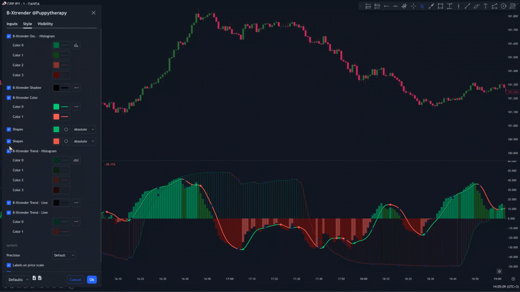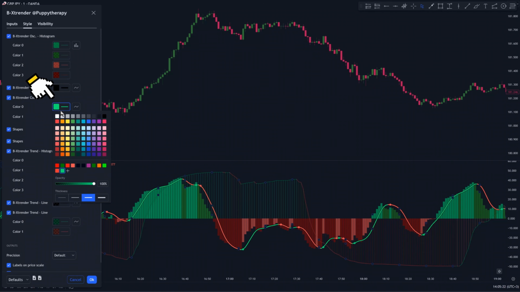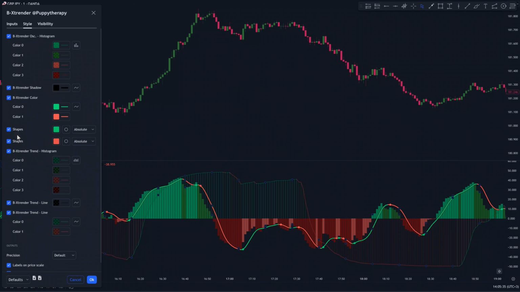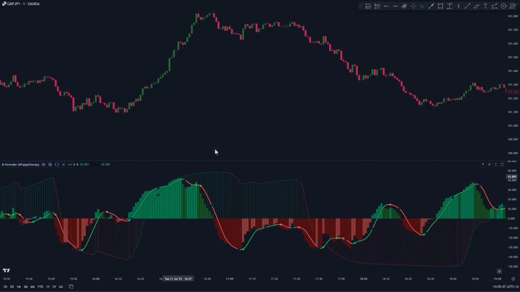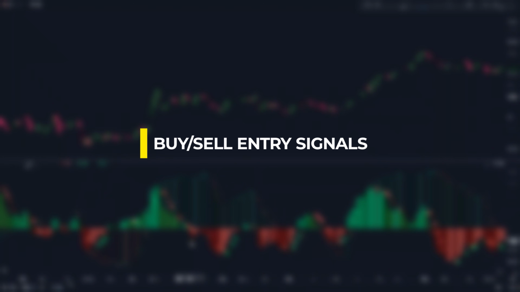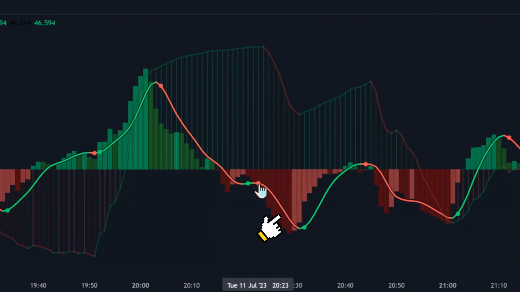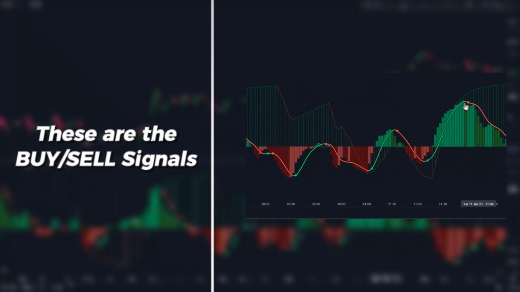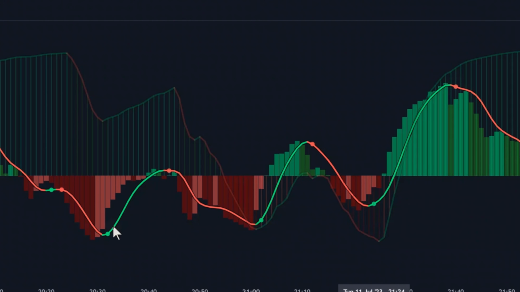As you can see here, the style settings of this indicator has lots of customizations. You can basically change the color, the display style, and the thicknesses of each of these indicators' components. For the strategy we're going to showcase in this video, all the settings are going to be left at their default values. Now, let's go over how this indicator can be used to identify buy and sell entry signals, trends, and momentum. First, buy and sell entry signals. You see these green and red dots along the B-Xtrender oscillator? These are the buy and sell signals. The green dots are the buy signals, while the red dots are the sell signals.